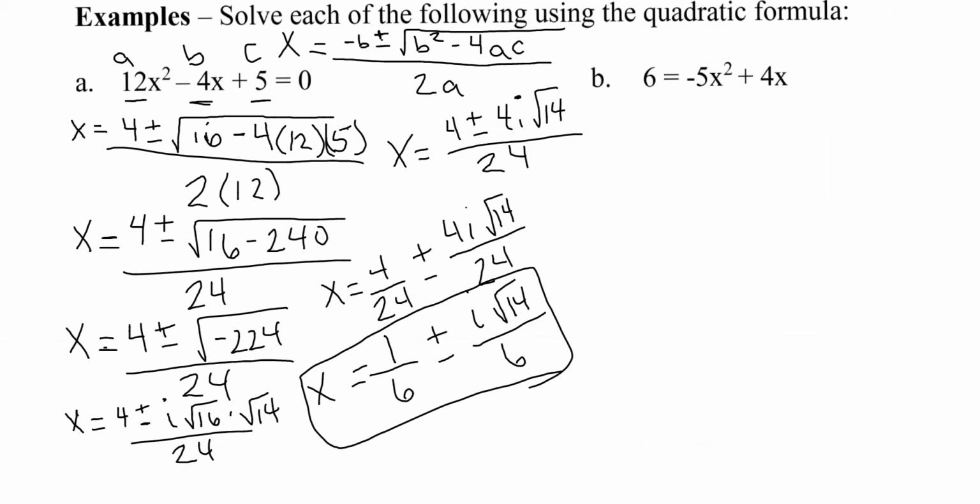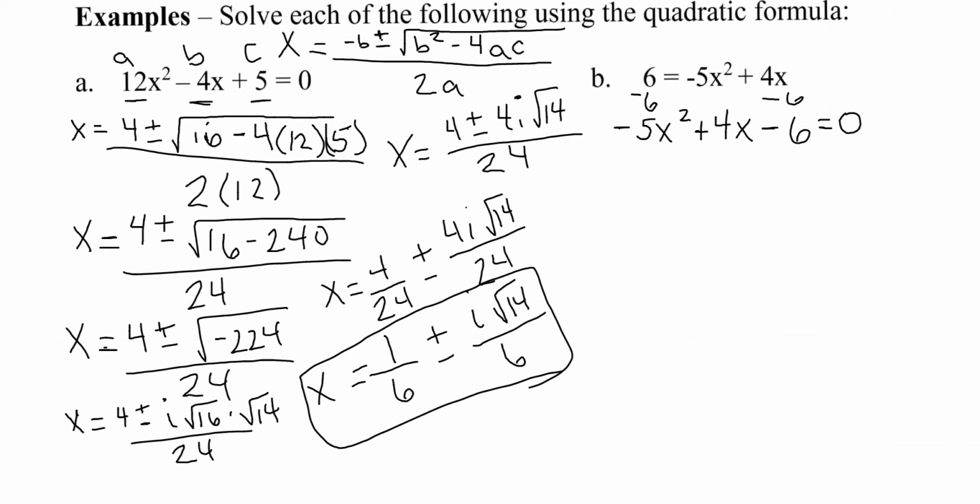All right, now we're going to look at our last example for this section. And since we're doing the quadratic formula, this one needs to be written in ax squared plus bx plus c form. So I need to move my 6 over to the other side and make my equation equal to 0. So when I do that, I'm going to have negative 5x squared plus 4x minus 6 is equal to 0.